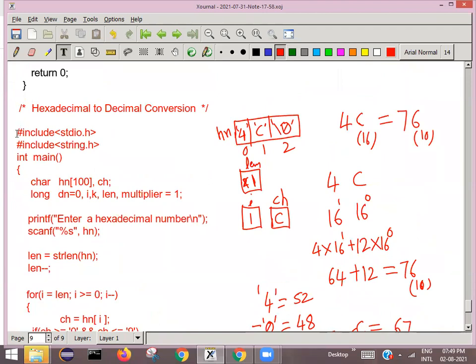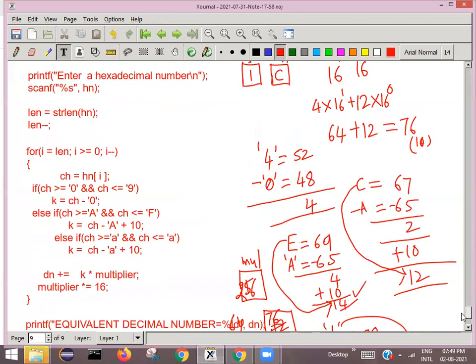If you have any doubts, just post your doubt. Did you understand why I'm adding 10 here? Why I'm adding 10 here? Why I'm subtracting 0 here? Okay, so these logics you should get on the spot.